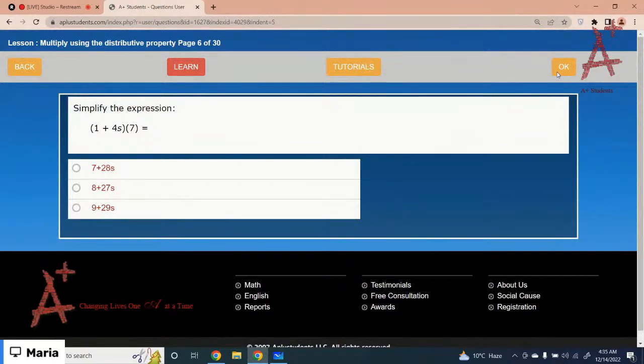Okay, 1 plus 4x times 7. So which of the options is the correct one? Please write the variables as well. It is 1 plus 20x. Do not forget to write the variables. You are confusing. So do not forget to write the variables.